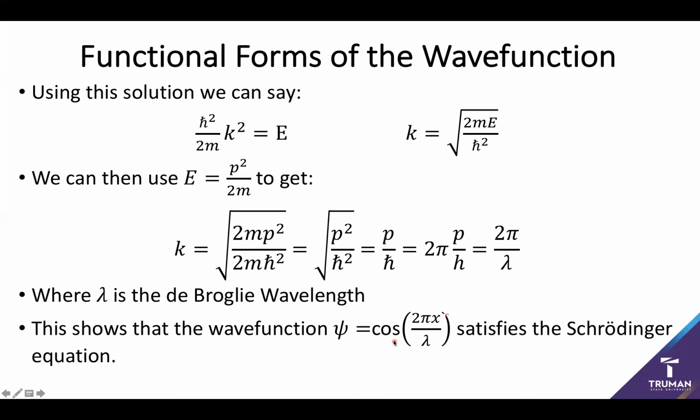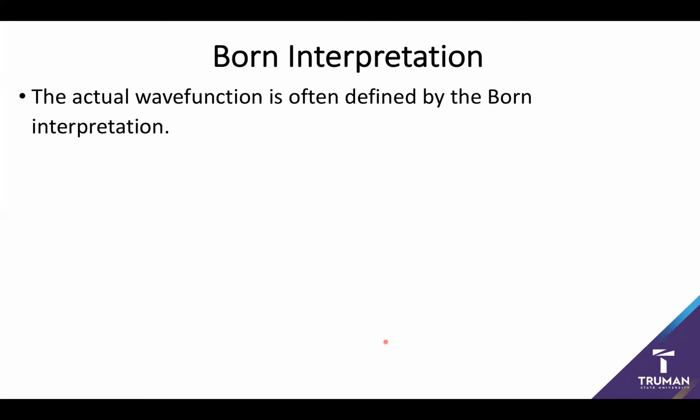According to de Broglie, I should have a wave that follows this same general behavior, so this is a really powerful way of looking at our system. What we're finding is that cosine kx is a satisfactory solution to the wave function of a free particle. One of the important things is, again, how we interpret this wave function. We often do this through the Born interpretation, which is very similar to what I've expressed earlier.